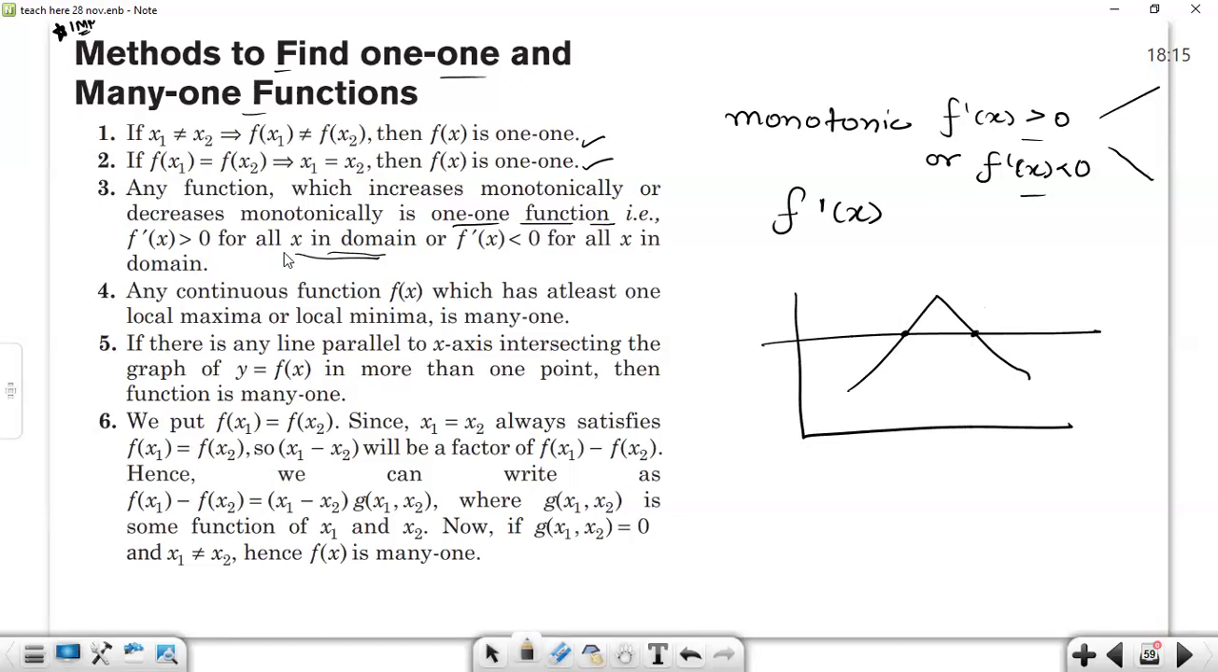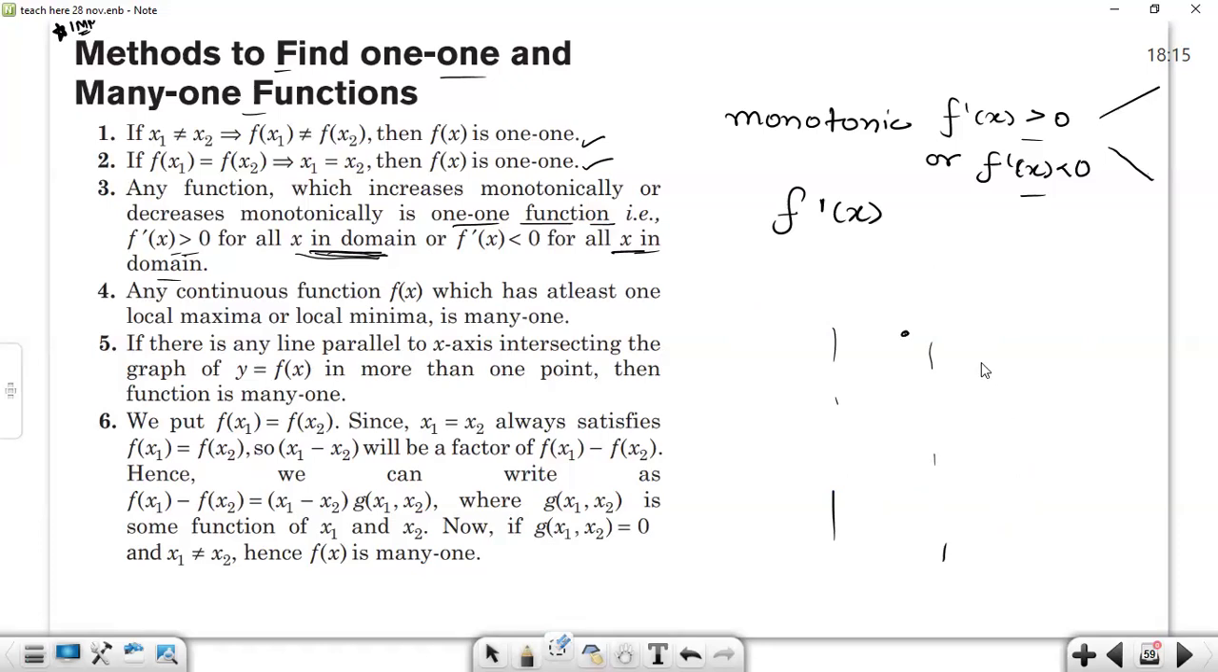So you have to make sure that f dash of x is greater than 0 for all x in the domain. For all x in the domain, if we are discussing this function, then this should be the domain for it to be one-one. Clear? Yes, sir. And please do not think that sir will get a problem or think why I am not getting this. If you still have any doubt, you may ask n number of times.